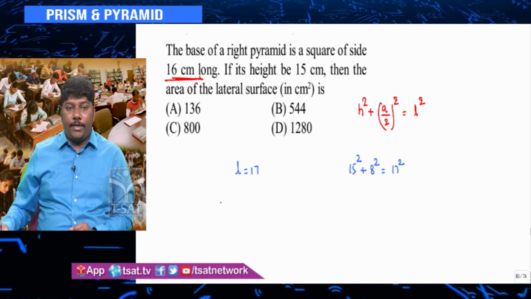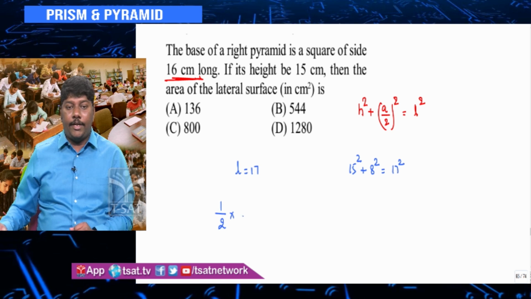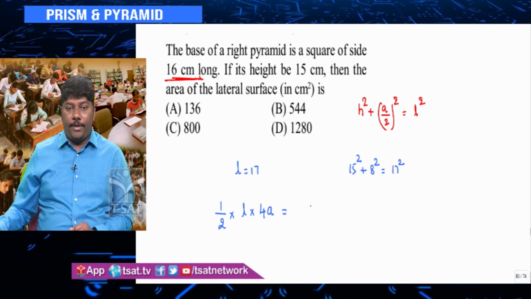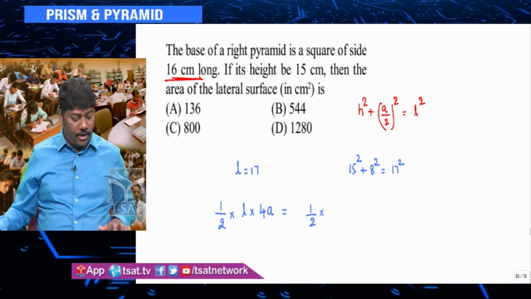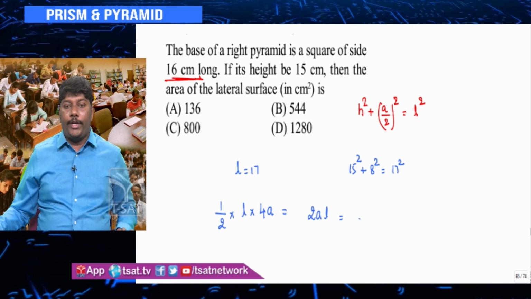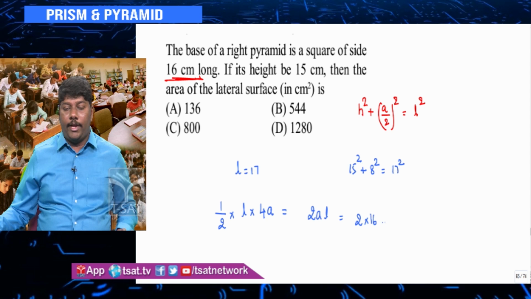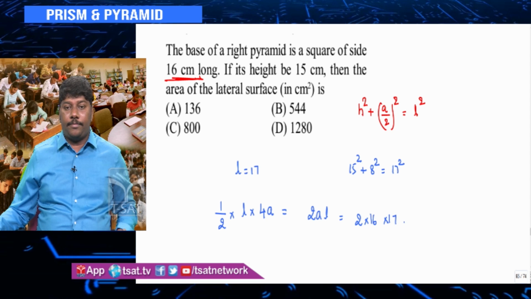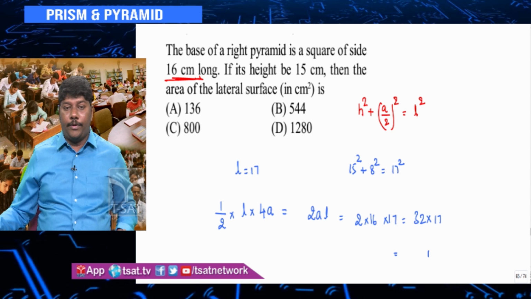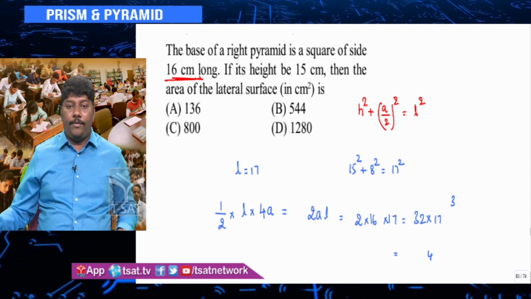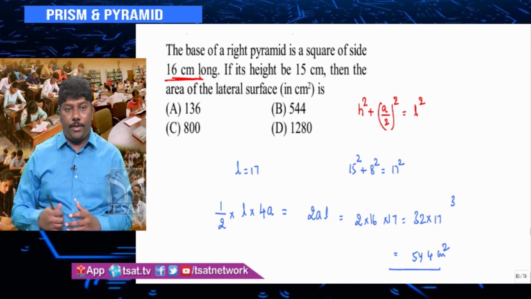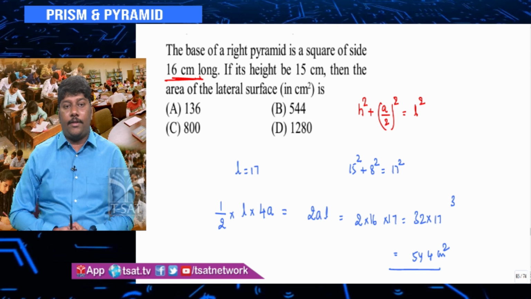If slant height is 17, we know it is half into slant height into base perimeter, half into 17 into 4a, or else you can say 2AL. 2 into a value 16, L value 17. 32 into 17 is 544. 544 centimeter square is the lateral surface area.